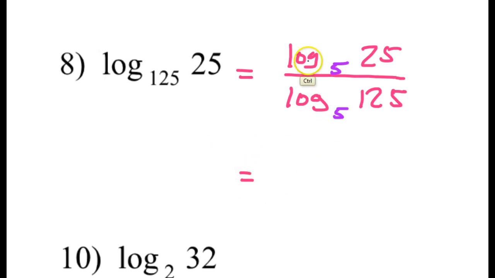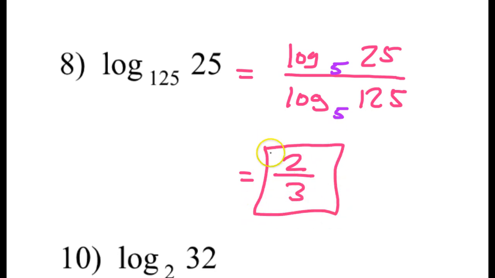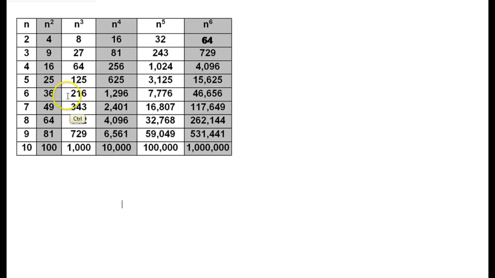Okay, so what power turns 5 into 25? That's 2. What power turns 5 into 125? That's 3. So that's going to be the answer to number 8. And if you didn't know that 5 to the third power is 125, again, that's your chart working for you right there.